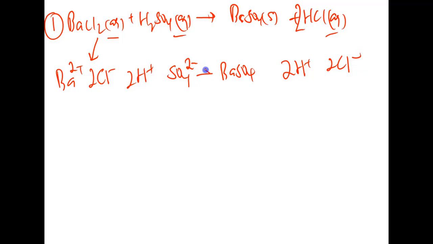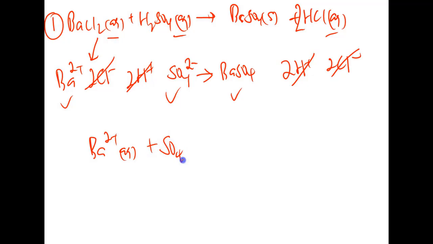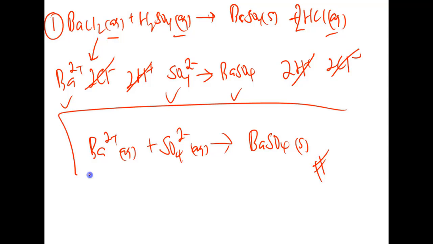So left and right side we cancel out. What can we cancel? We cancel the Cl minus, we cancel the H plus, and we are just left with these three ions. So we merge these three together, and what we have is the ionic equation. Ba2 plus plus SO4 2 minus gives you BaSO4 solid.